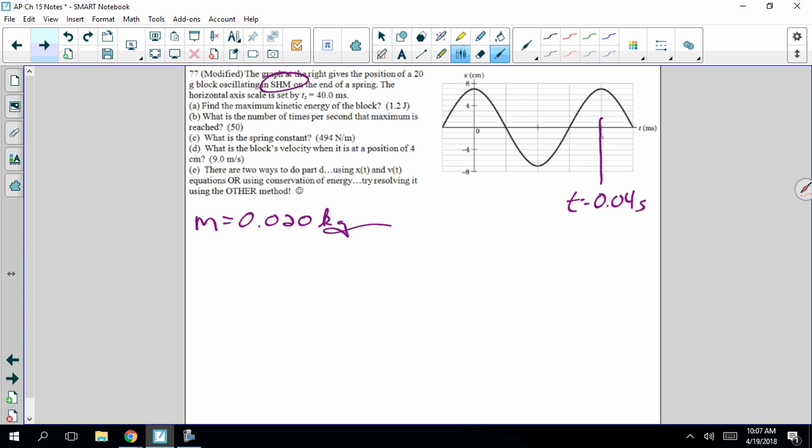Maybe we should do this. Let's analyze the graph a little bit more. The graph gives us more information, right? For example, by looking at the graph, I can figure out that my x max is what? 7 centimeters, right?